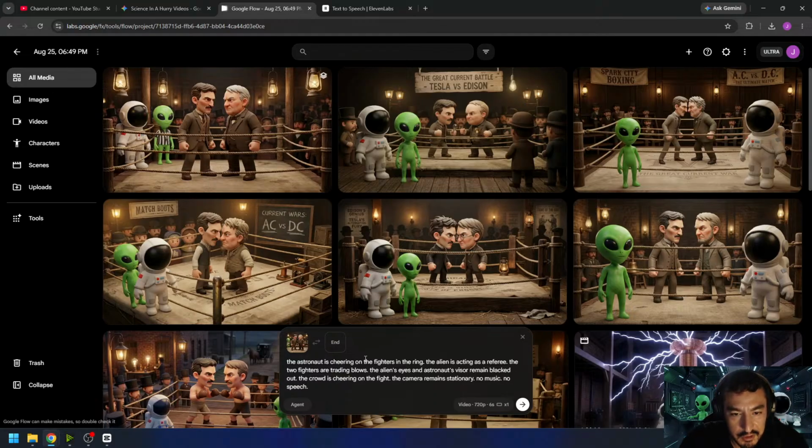All right, astronaut is cheering on the fighters in the ring. The alien is acting as a referee. The two fighters are trading blows. The alien's eyes and astronaut's visor remain blacked out. The crowd is cheering on the fight. The camera remains stationary. Okay, let's give that a try.